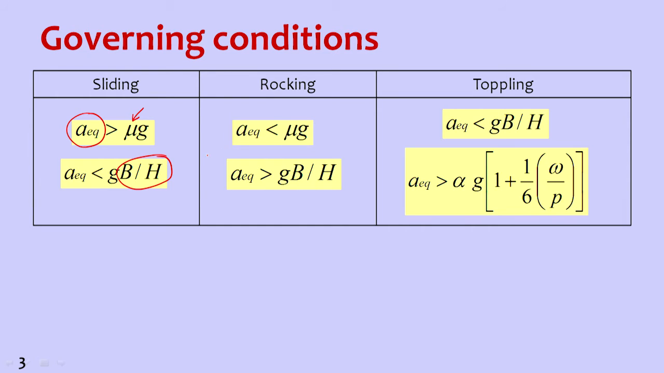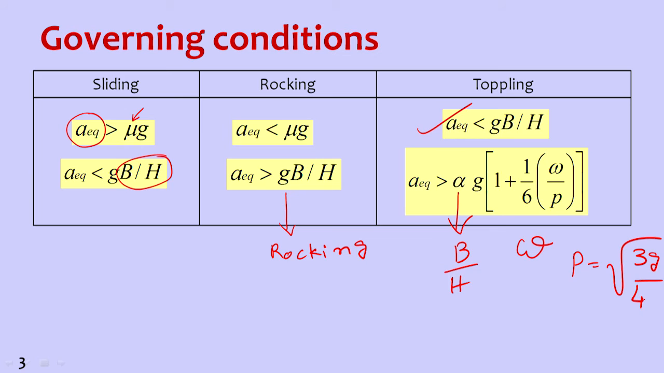Similarly, rocking is just the opposite of the sliding condition. If one of these conditions is satisfied, we say the behavior is rocking. Third one is toppling. Apart from the condition of rocking, we have one more thing: we need to check alpha. Alpha is the ratio of B by H multiplied by g, times 1/6. Omega is the forcing frequency, and p is equal to the root of 3g by 4R. These are the basic equations with which we will check the safety of a non-structural element.